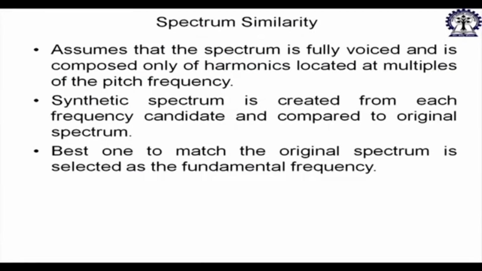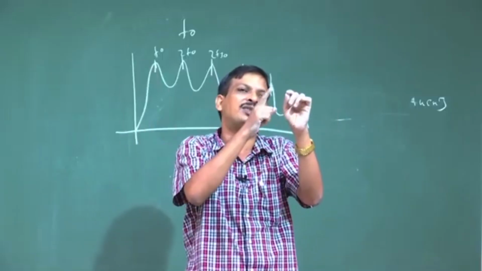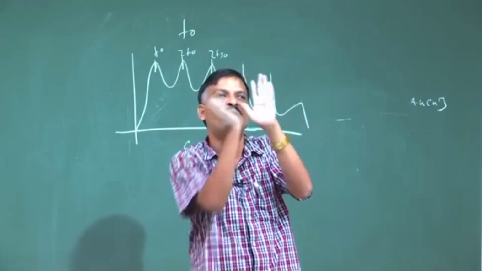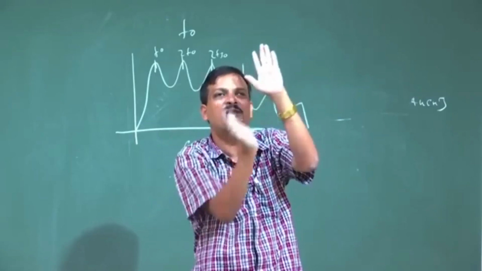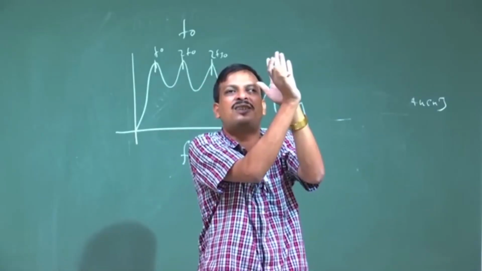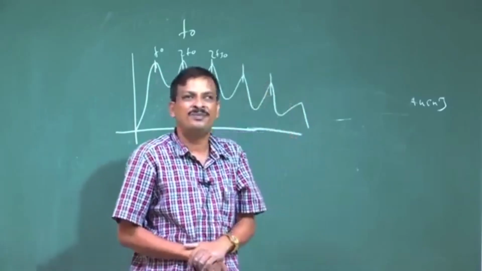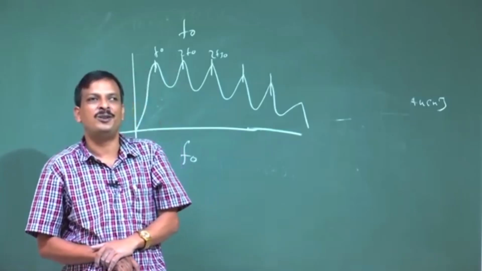Spectral similarity: I have a spectrum, and I can simulate one where this is my F0, this is twice F0, this is thrice F0, and try to find the correlation, whether it matches the original spectrum or not. Once it matches, you say okay, this is my F0. This is spectral similarity based F0 detection.